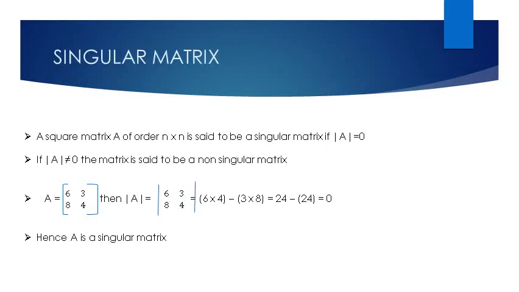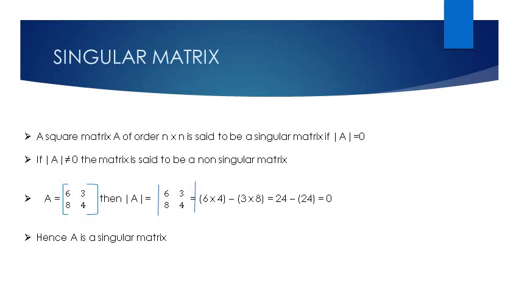Next, singular matrix. A square matrix A of order n cross n is said to be a singular matrix if determinant of A equals 0. You know the determinant of a matrix A, no? If determinant A is not equal to 0, the matrix is said to be a non-singular matrix. If we solve the determinant and you are getting 0 after solving it, then it is said to be a singular matrix. But if we are getting any value other than 0, then it is said to be a non-singular matrix.